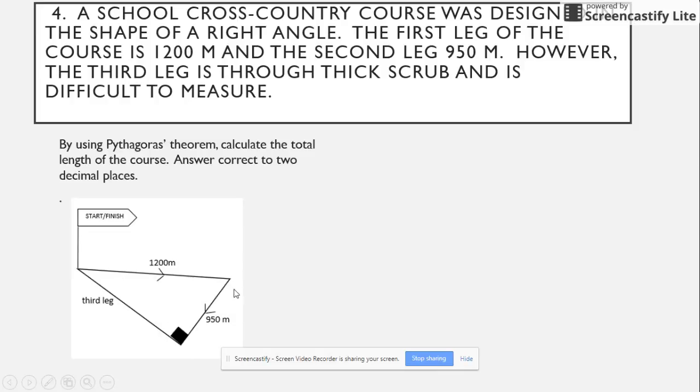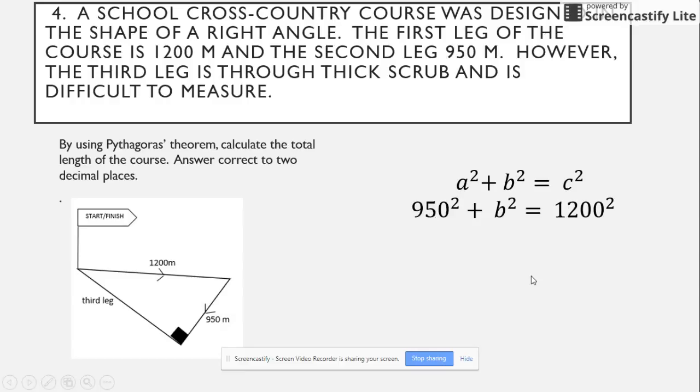Now, one thing we have to notice here is this is the hypotenuse. Remember, it's opposite the right angle. So we start off with a squared plus b squared equals c squared. Now, you know one of your sides, so you can put in your 950, but your 1,200 is actually your longest side, so it's your c squared. So you've got to make it look like this: 950 squared plus b squared, because we don't know what that is, equals 1,200 squared. Make sure you write that in.